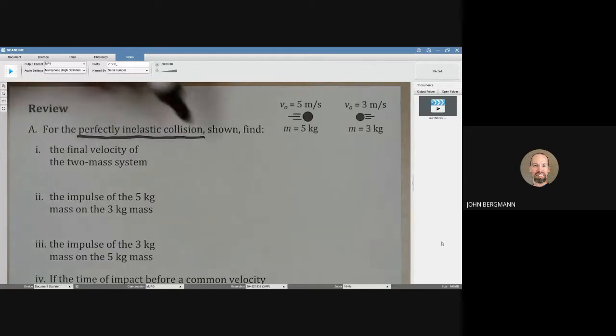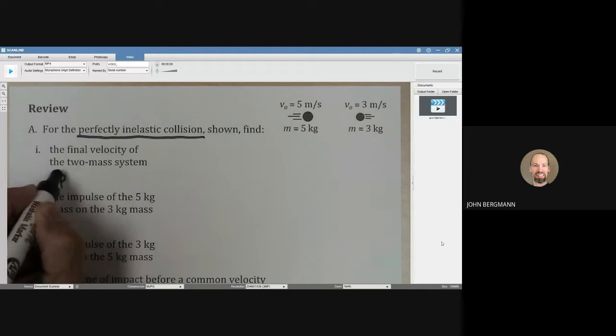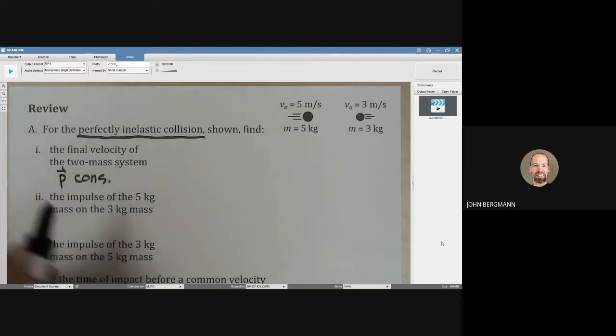Perfectly inelastic collision means that the objects stick together. We want to find the final velocity of the two-mass system. In this collision, momentum is going to be conserved. So what's the initial momentum?